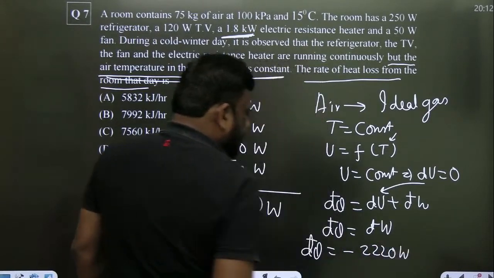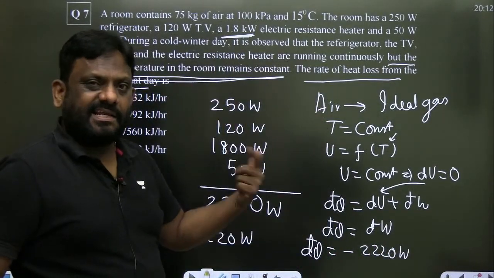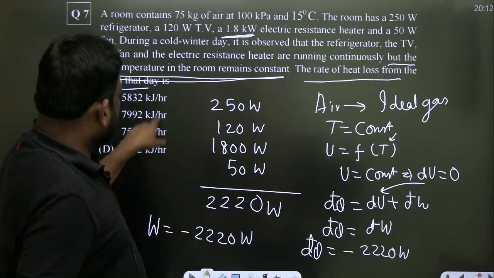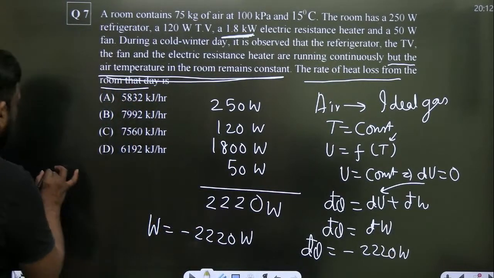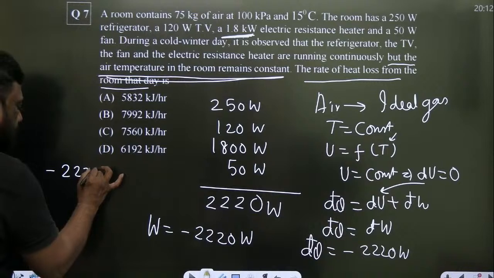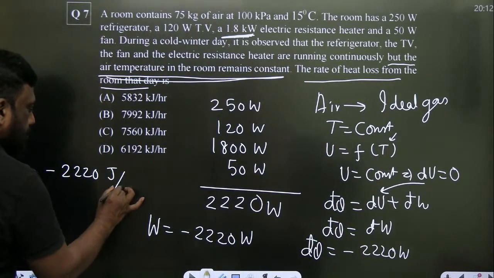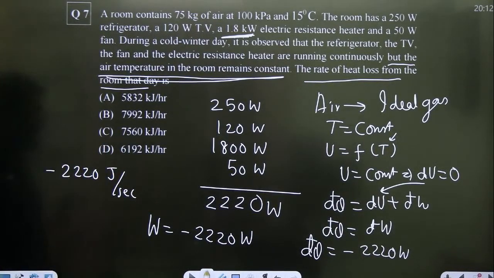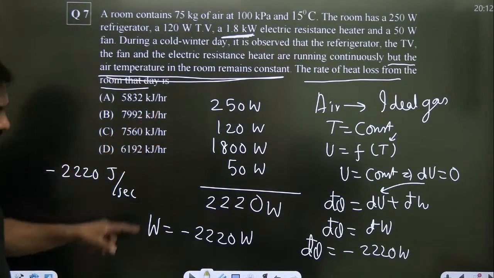What is the work transfer? Minus 2220 watt. What does the negative sign show? Heat rejection. But unfortunately, the answer is not in watt. Look, minus 2220 watt. Watt means joule per second. Listen carefully. In what unit is this asked, sir? It is asked in hour. In hour.